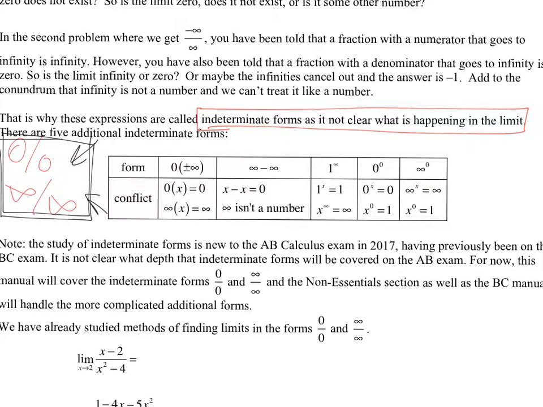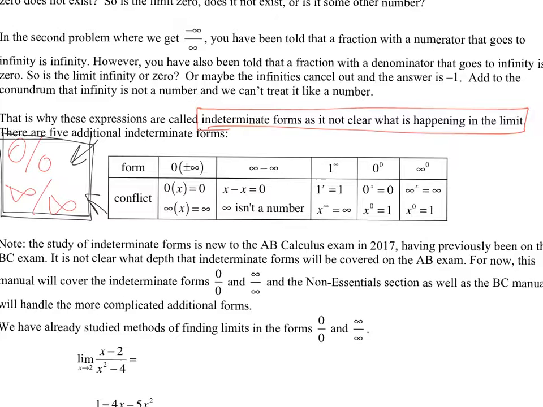encounter this again. So another indeterminate form is when you have 0 multiplying positive or negative infinity. Why is that indeterminate? Because you learned that 0 times a number is always 0, but infinity times a number is always infinity, so we have a conflict there. So it's an indeterminate form. How about infinity take away infinity? You've learned that x take away x is 0, so a number take away itself is 0, but infinity technically isn't a number, so that's a conflict.